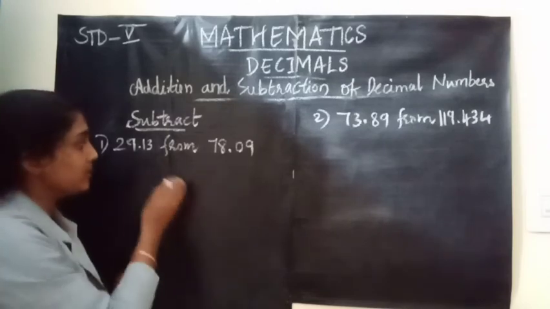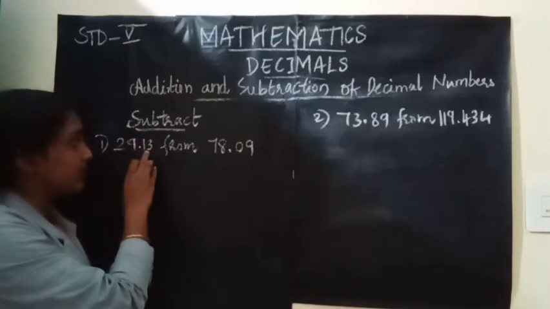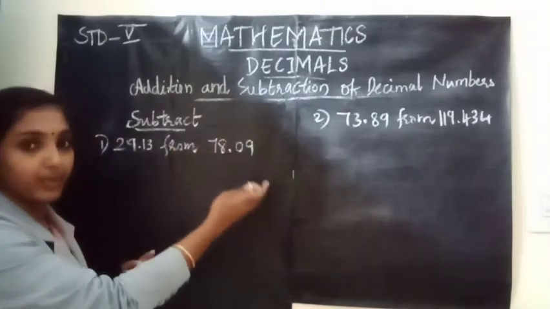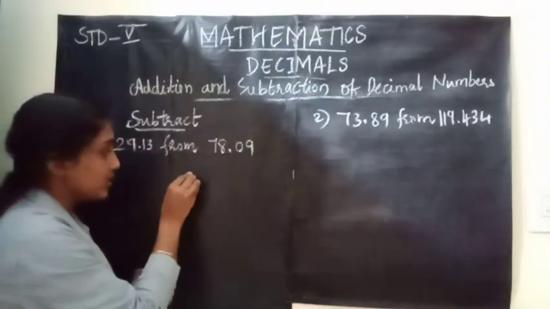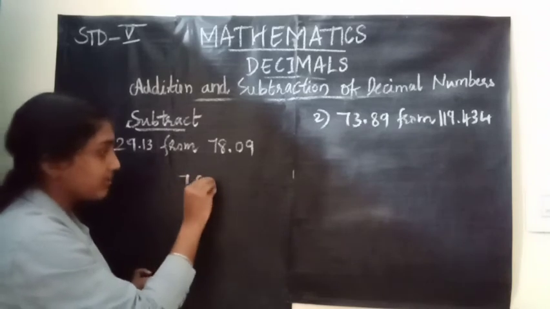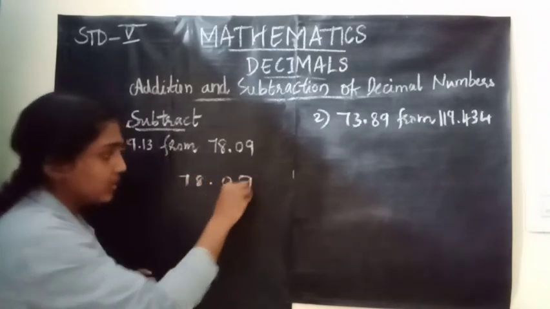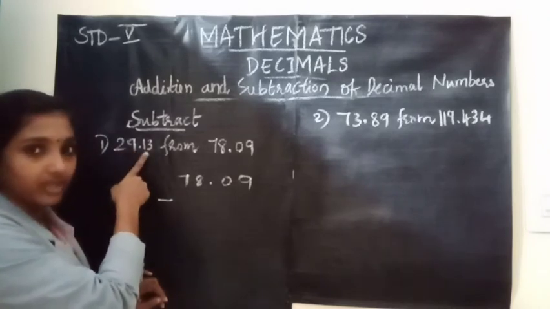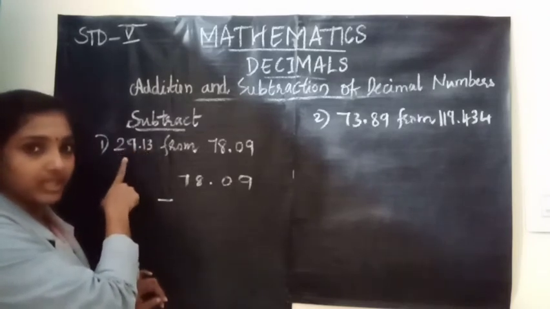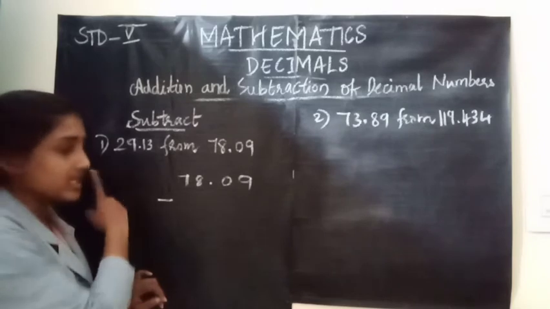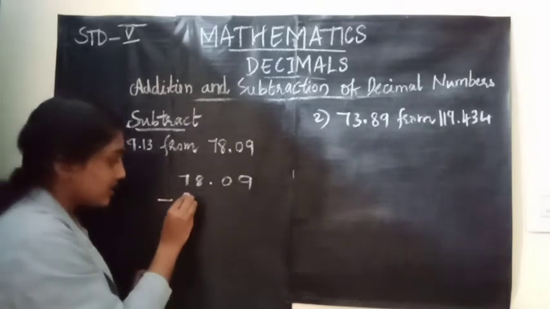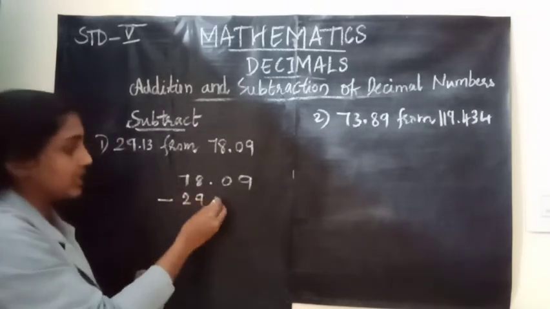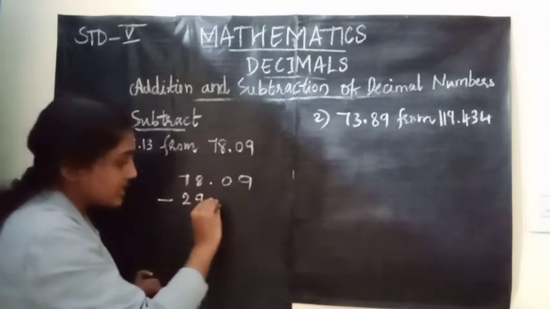So we have to subtract 29.13 from 78.09, right? So 78.09 minus 29.13. Here in the whole number part, there are two digits, 29. So it starts from the tens place itself. So 29, then point 13.